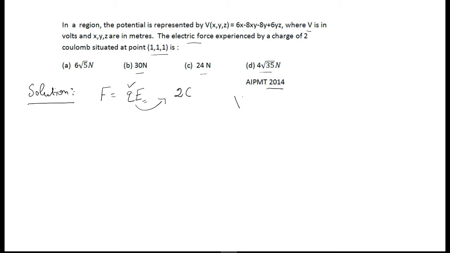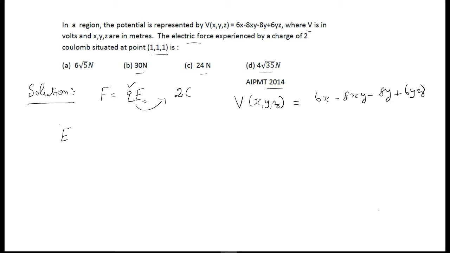Instead you are given V(x,y,z), which is 6x - 8xy - 8y + 6yz. You see here x is a variable, y is a variable, z is a variable. These x, y, z are all variables, and of course the 6s and 8s are constants that you know already. So how do you find the electric field?